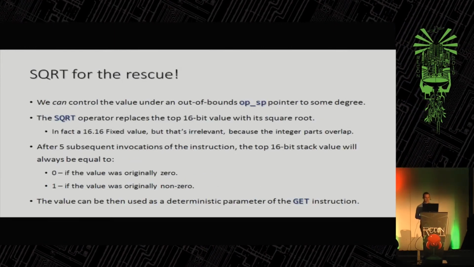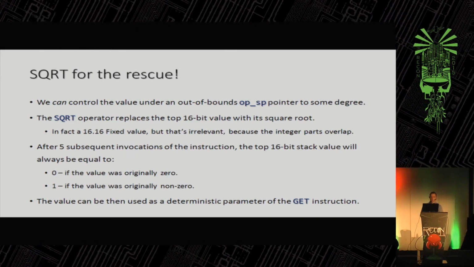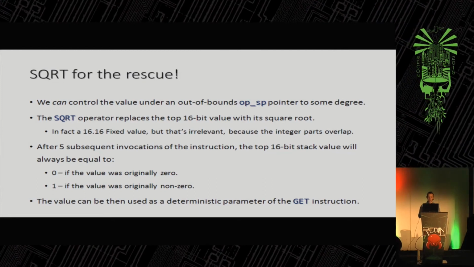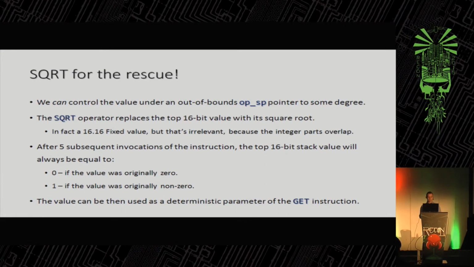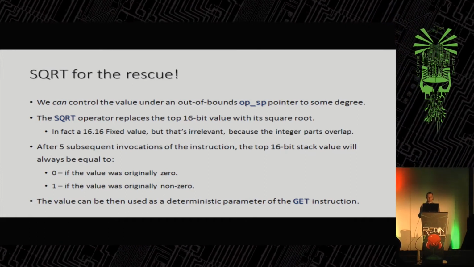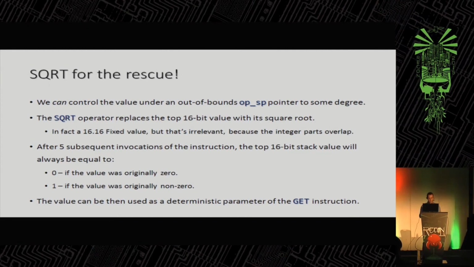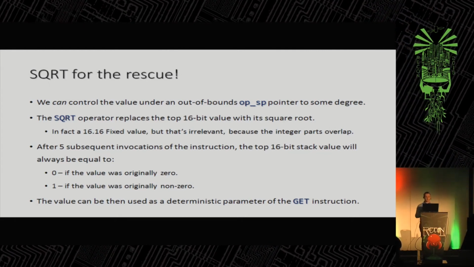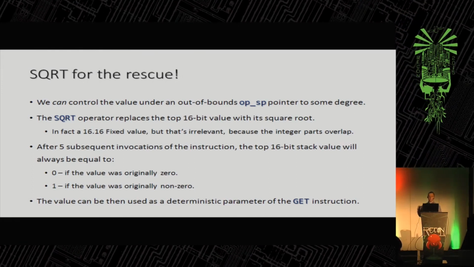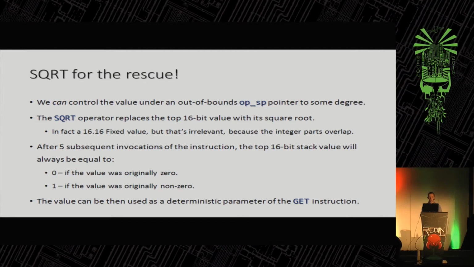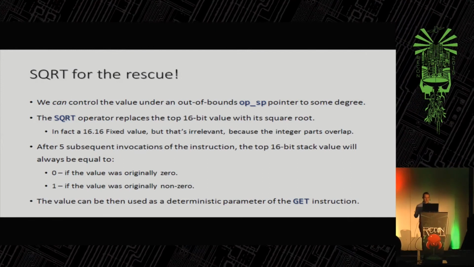However, there is a much smarter way to do it, because we actually can control the value somehow, which is basically directly under OPSP, and this is the square root instruction. So what the square root instruction does is that it just puts a square root of the previous value on the stack in place of the old one. So the idea is that after 5 subsequent invocations of the instruction, whatever was originally on the stack, we end up with either 0 if the original value was 0, or 1 if the value was non-zero after 5 invocations of square root, right? This is kind of obvious.